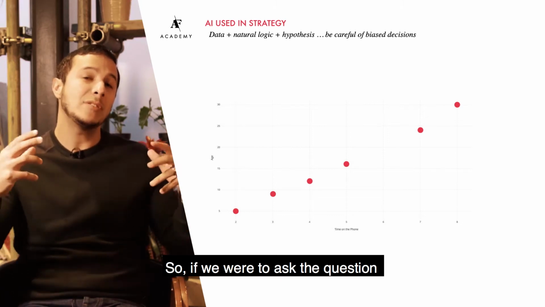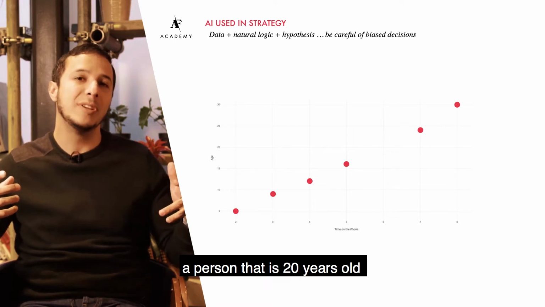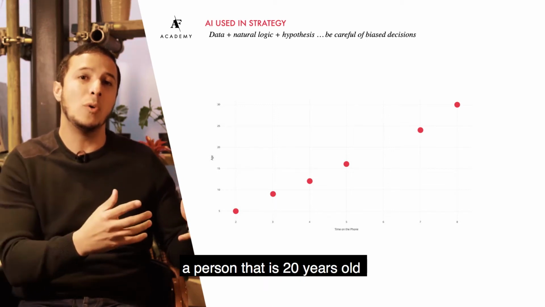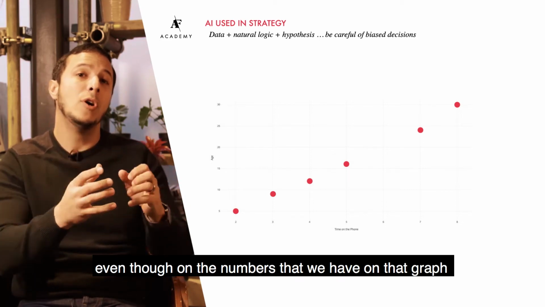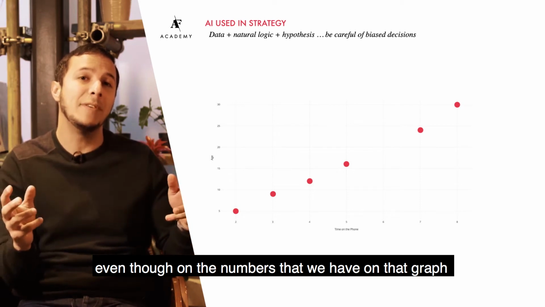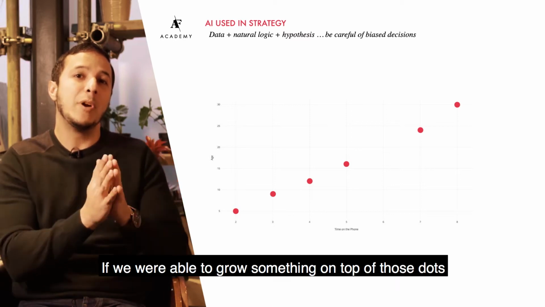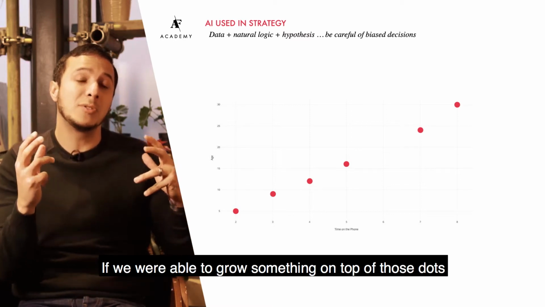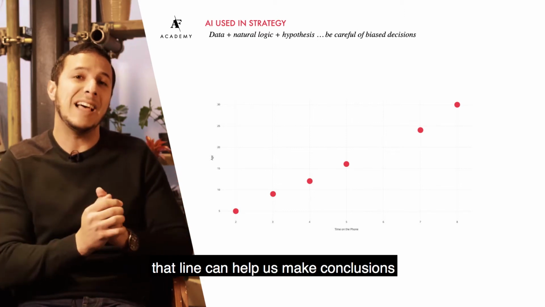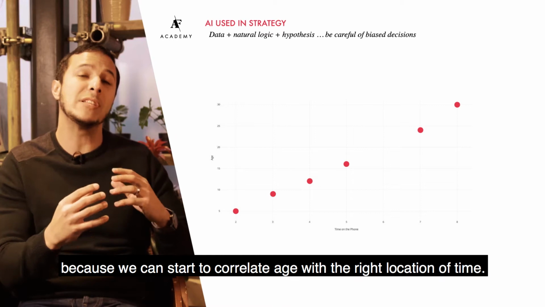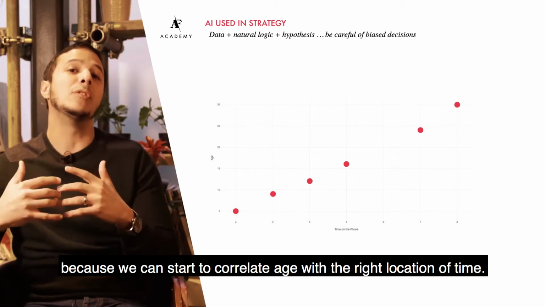So if we were to ask the question of how much time a person that is 20 years old can spend on the phone, then we can reach a conclusion, even though on the numbers that we have on that graph, 20 years doesn't appear. Why are we doing that? If we were able to draw something on top of those dots, which is going to happen naturally to us, then we can start to have a line. That line can help us make conclusions because we can start to correlate age with the right amount of time.